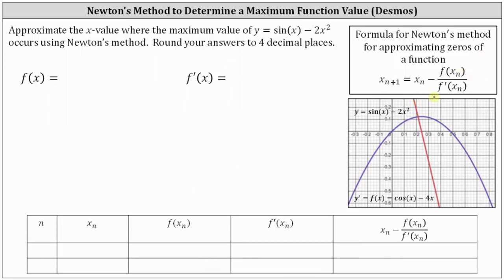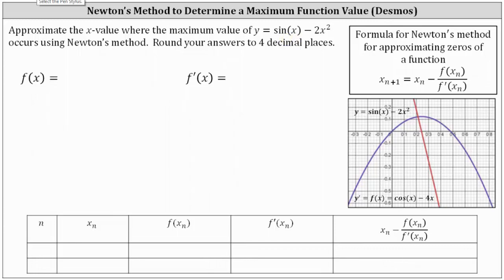Notice here we're looking for the location of the maximum value of the given function, not where it's equal to 0. But remember, the maximum value must occur at a critical number, and a critical number is where the derivative of y is equal to 0 or undefined. So what we'll do is use Newton's method to determine where the derivative of y is equal to 0, which will give us the location where y has a maximum value.